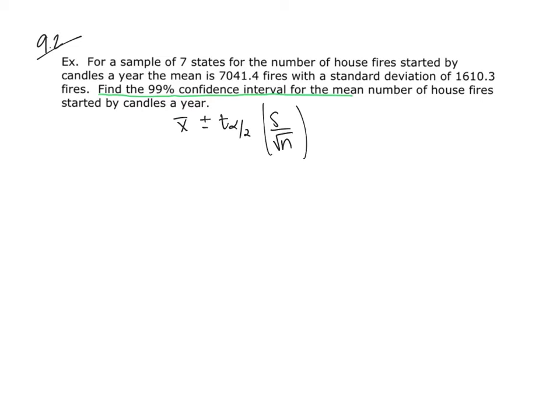Now, in order to use this formula, we either have to have a large enough sample, so a sample of size 30 or greater, or our data has to be normal. Since we have a small sample, we can't really check that without our normal probability plot and a box plot. For our tests and our quizzes, we're going to assume normality.